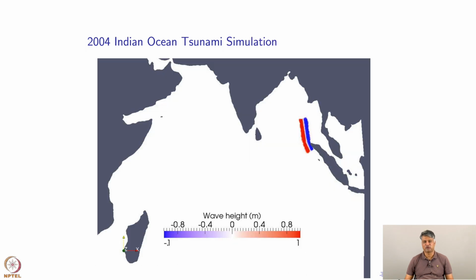So this is the actual calculation of the 2004 Indian Ocean tsunami. You can see the earthquake originated somewhere near Indonesia, and you can see the waves going and hitting different parts of India and other parts of the world. You can see that primarily the east coast of India was affected, along with the coasts of Thailand and Indonesia, but the waves also reached all the way up to Africa and including the west coast of India.